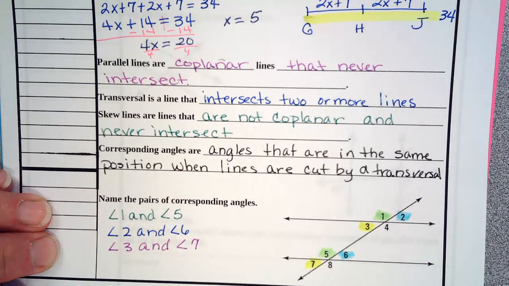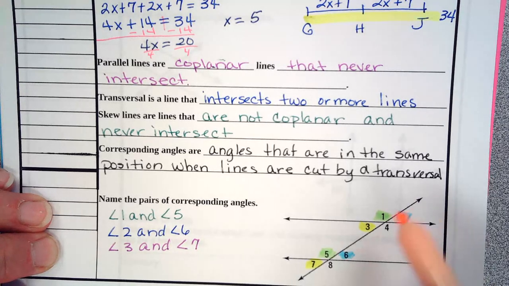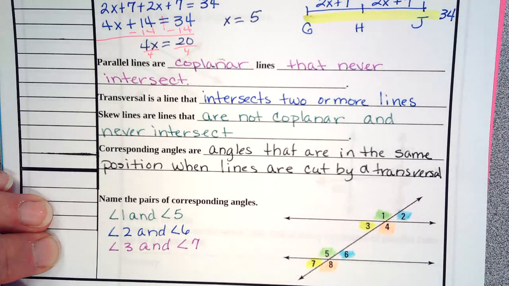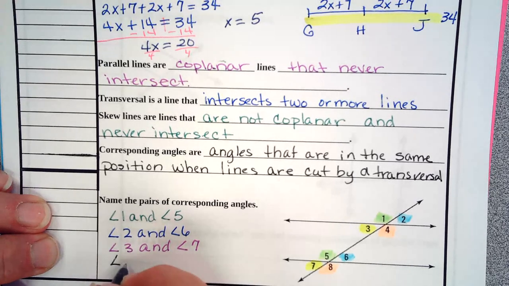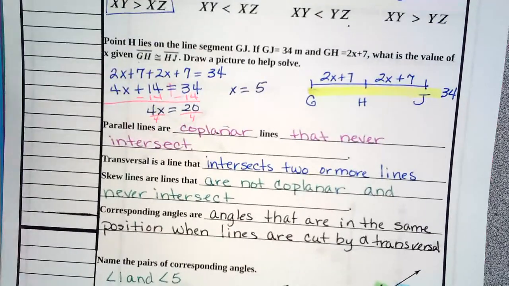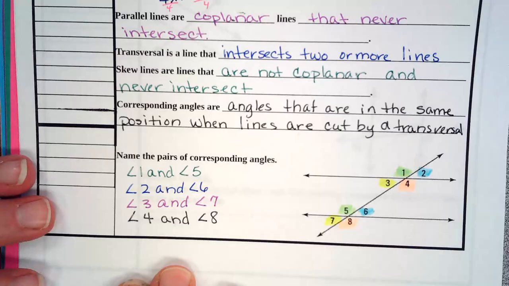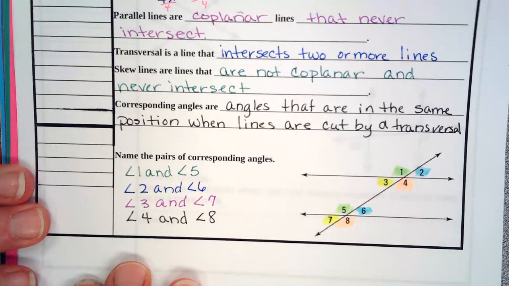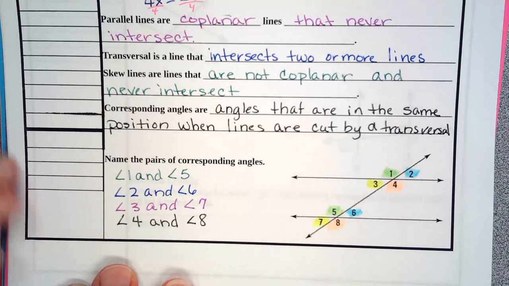And then that takes me to the last one, pairs. 4 and 8. Okay, so if you notice, it jumps down, jumps down, jumps down, jumps down. Okay, so we've got all those corresponding angles named.